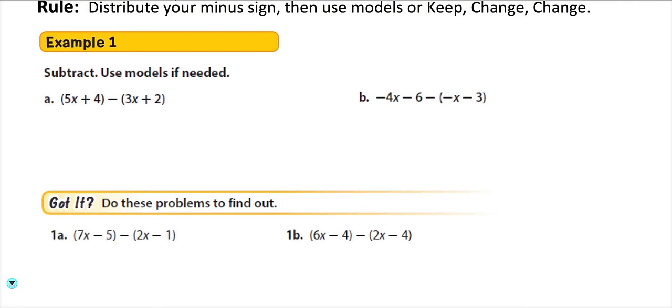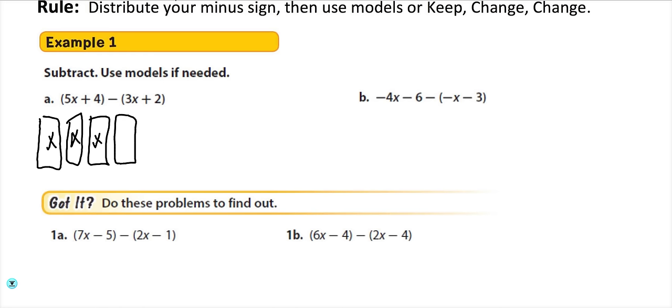All right, let's take a look. So you have the quantity of 5x plus 4 minus 3x plus 2. Let me show you how to do this with models. I'm just going to do it here for the first one because subtraction gets a little bit weird. We're going to draw our 5x bars, and then I have 4 positive ones. Now we need to take out, so minus, we're taking out 3 x's.